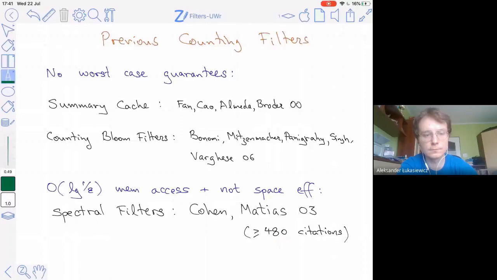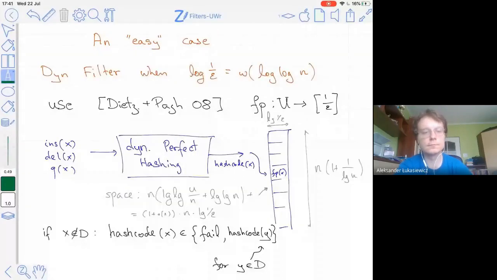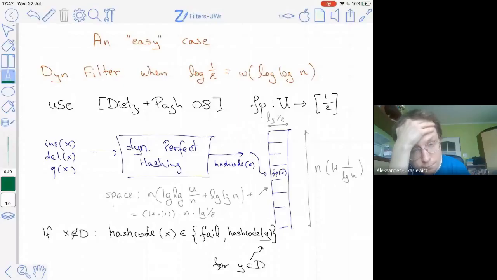So before I go into details, I want to show you two very easy cases, okay? The first case is that I want to design a dynamic filter for the special case in which epsilon is very small, okay? Epsilon is so small that log of 1 over epsilon grows faster than log n, okay? Now, why is this an easy case?